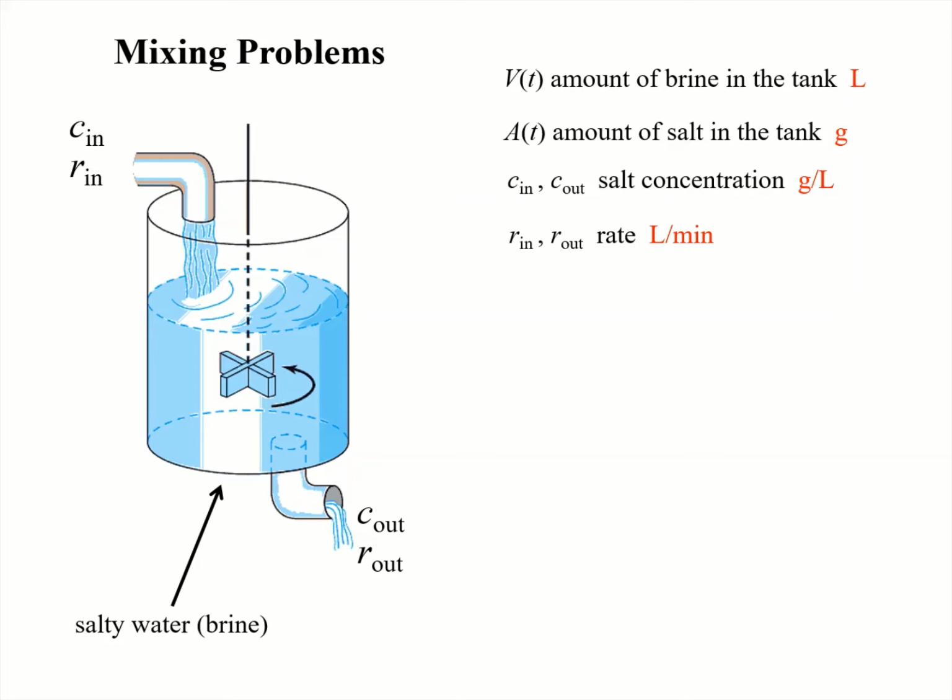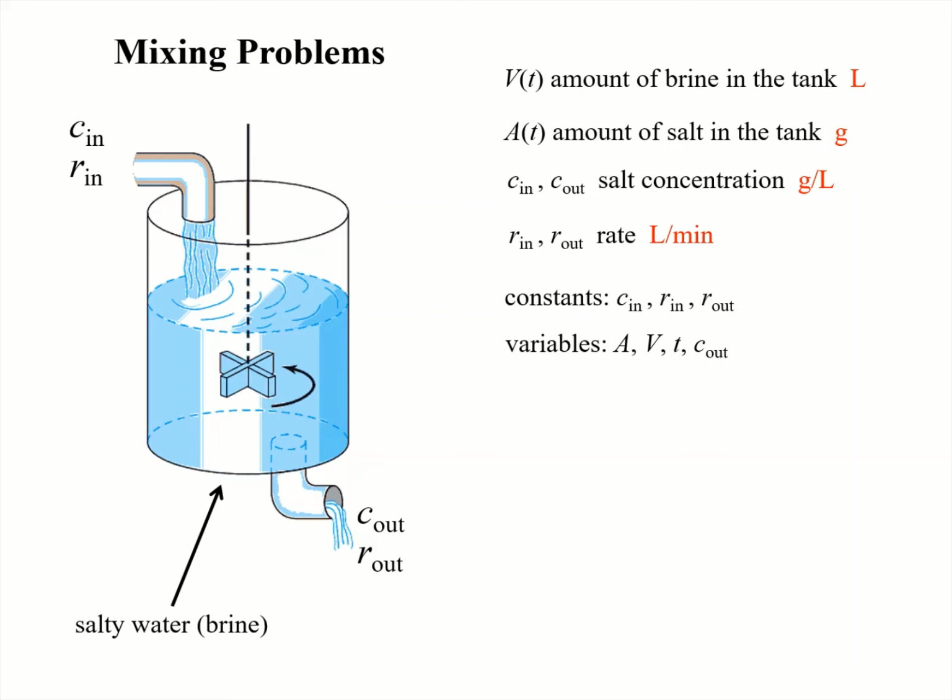Some of them are constants in the problems we're going to do, and some are variables. The constants are the concentration going in, the rate going in, and the rate coming out. In the real world, those might not be constants, and then of course the differential equation would be more complicated. Our variables are the amount of salt in the tank, the amount of brine in the tank, that's the volume, time, which changes, and C out, the concentration coming out, will change.